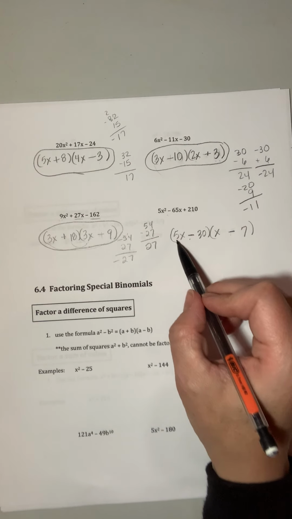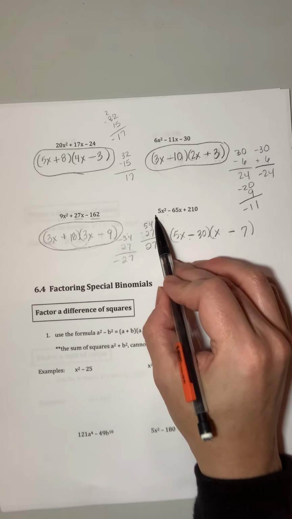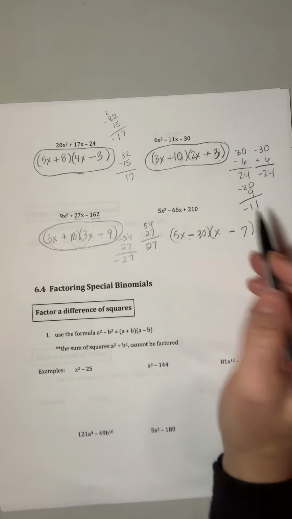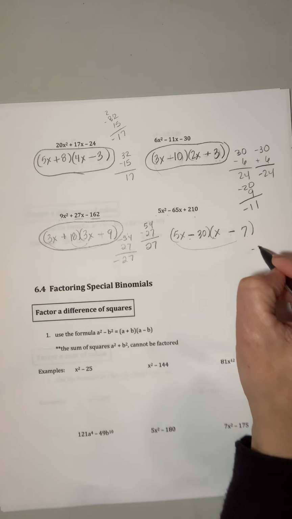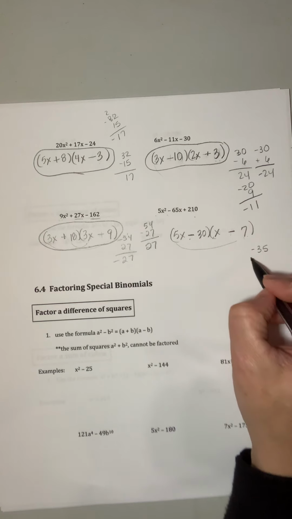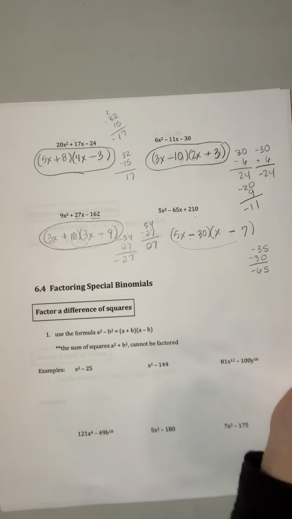So let's try. 5 and 1 gives me my 5. Negative 30 and negative 7 gives me my positive 210. So let's check this. Negative 35, because 5 times negative 7, and negative 30 times 1 is negative 30, gives you your negative 65.